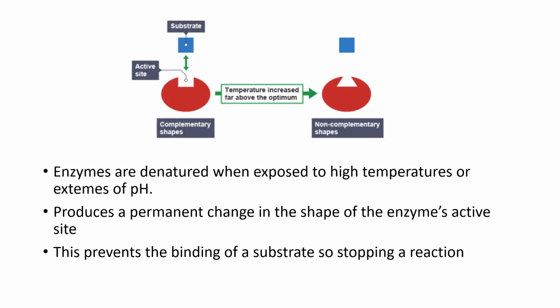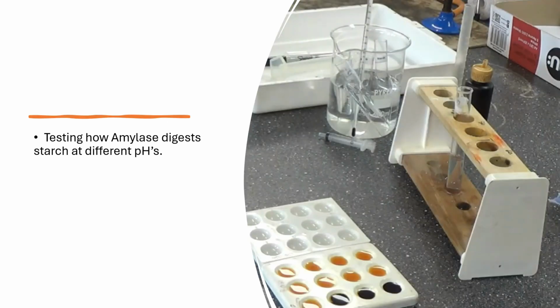So denatured. If we look at the top diagram, you can see that usually the substrate will fit, and they have complementary shapes. But as temperature is increased far above the optimum, the enzyme's active site is permanently changing shape. So therefore this prevents the binding of a substrate, so stopping a reaction.